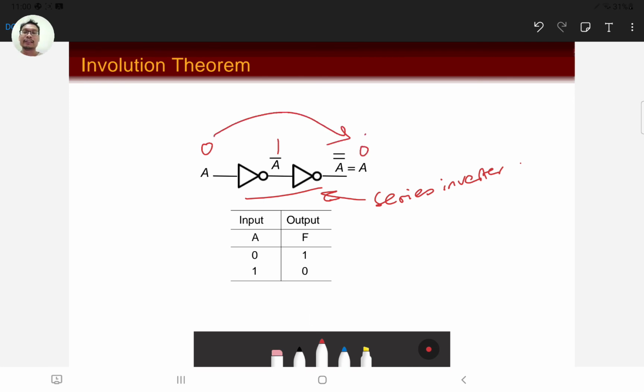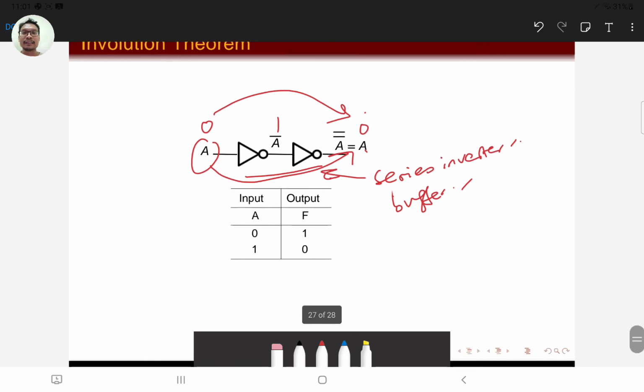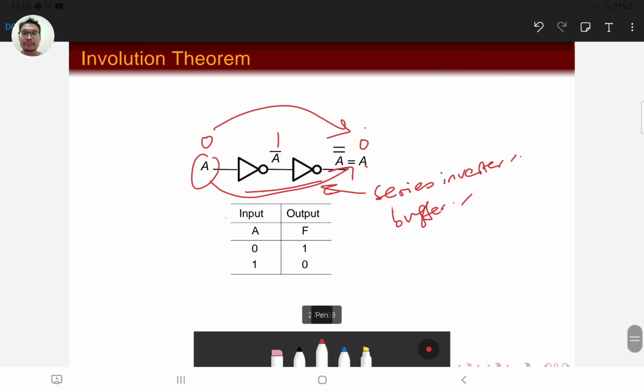So you can see that this is also known as a buffer, a series inverter or a buffer, where we get the same A back at the front. There is some application for a buffer that we'll probably see later on in your studies. There is a purpose to buffering. So based on the truth table, the involution theorem says that if you give a double inverter in series, which performs a buffer function, we get back our original A.